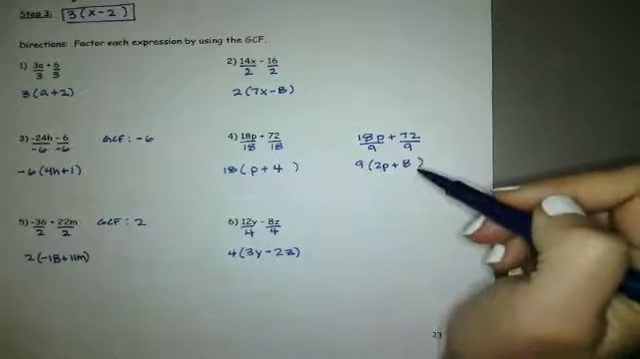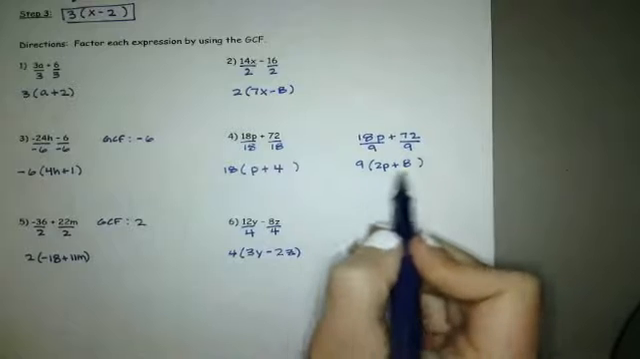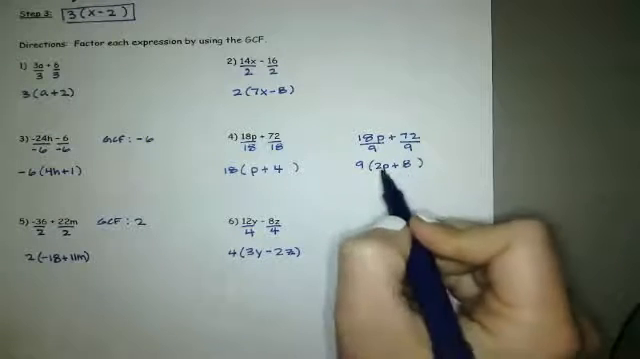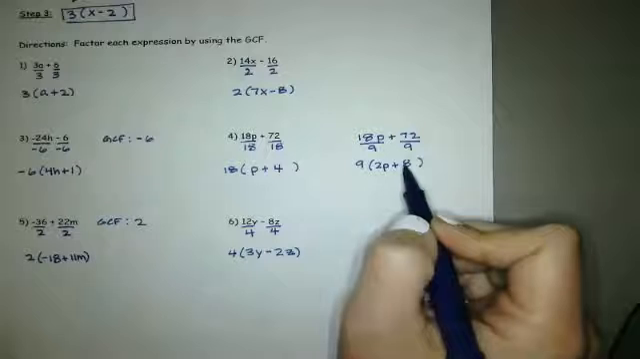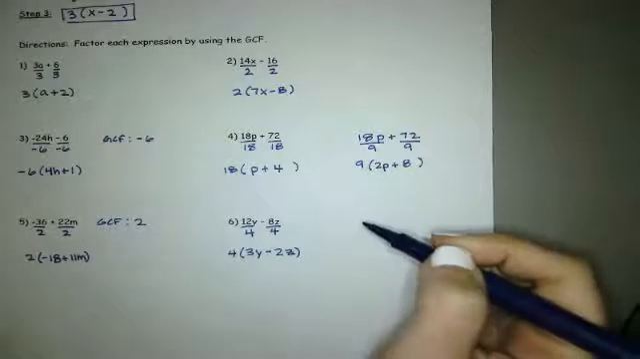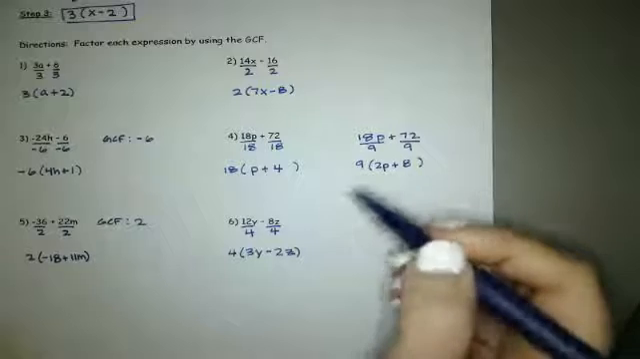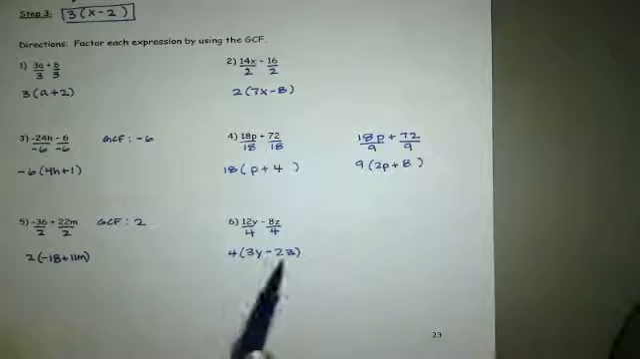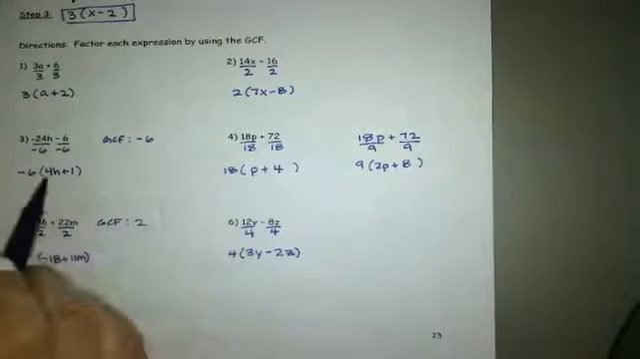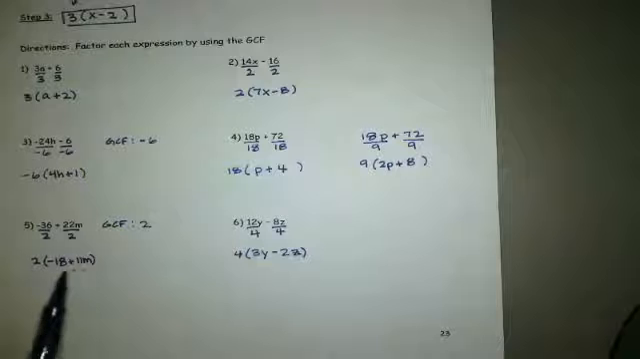Now, this isn't wrong, but you're not done. Because when you look inside your parentheses, there is a number, a common factor still between the 2 and the 8. So because you can essentially keep going, you're not done yet. You got to go again. All of these other ones, there is no common factor left from what's inside the parentheses.